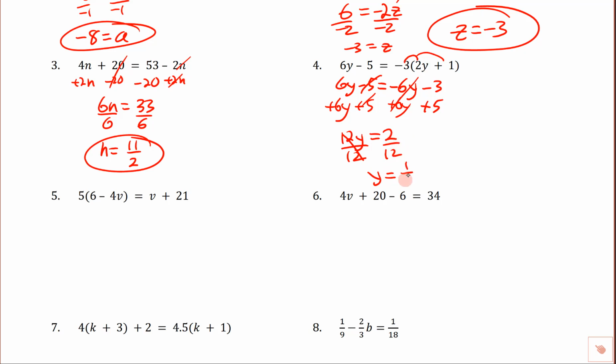2 goes in here once, 2 goes in there 6 times, so the answer on this one is 1/6. All right, again on number 5, some distributing.